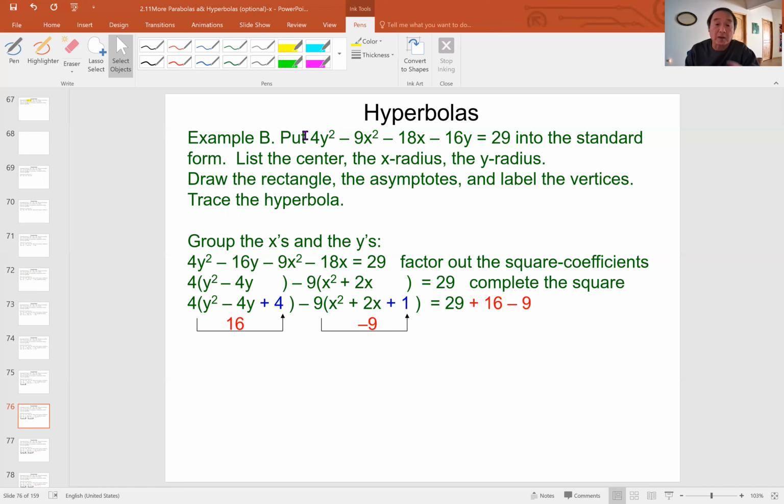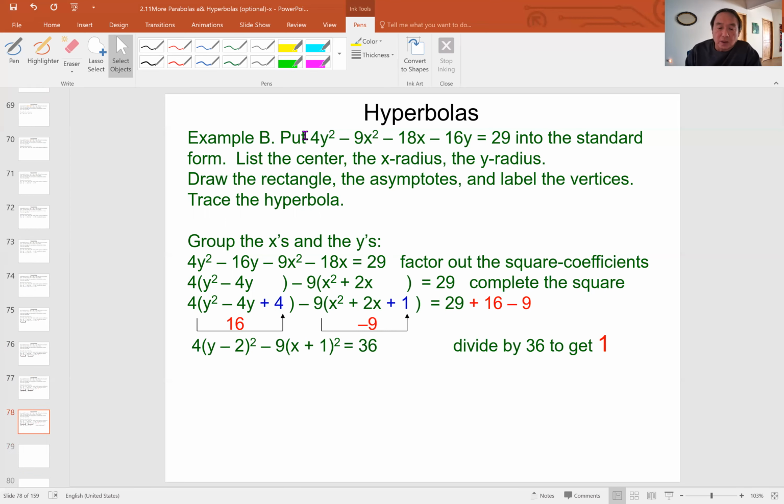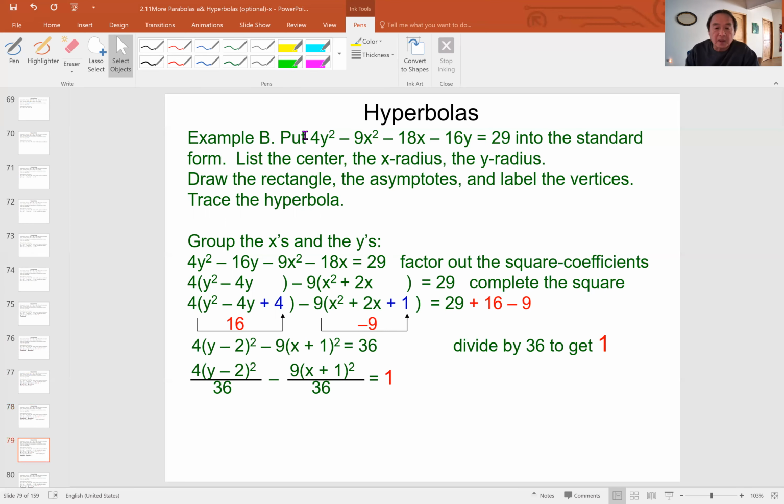Okay. Adjustments for completing the square. Once we pass these steps, then to get the 1, you divide by 36 and do the appropriate simplifications. Voila, we got into the standard form of the hyperbola.